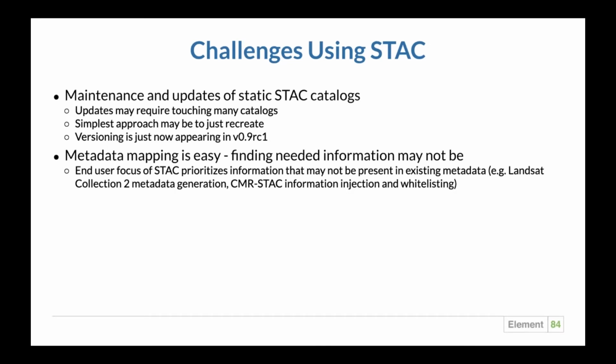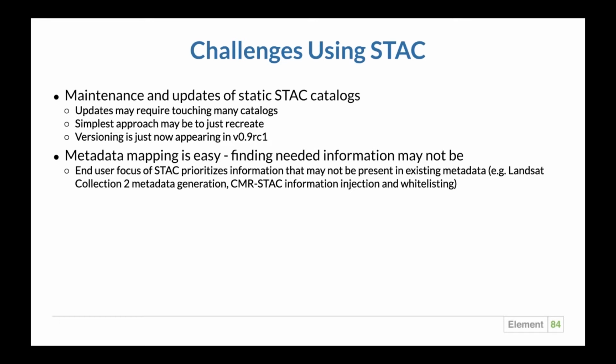Metadata mapping itself is pretty easy. It's pretty straightforward to take an ISO record or a 19115 record and map it into a STAC record, or take an ECHO 10 record and map it into a STAC record. But the end user focus of STAC means that different things are prioritized, and different fields may be surfaced in a different way.